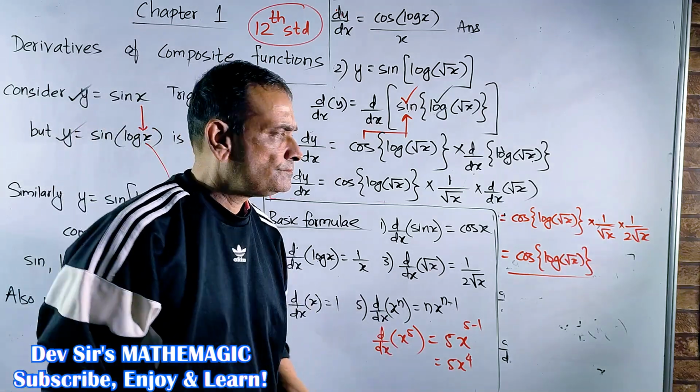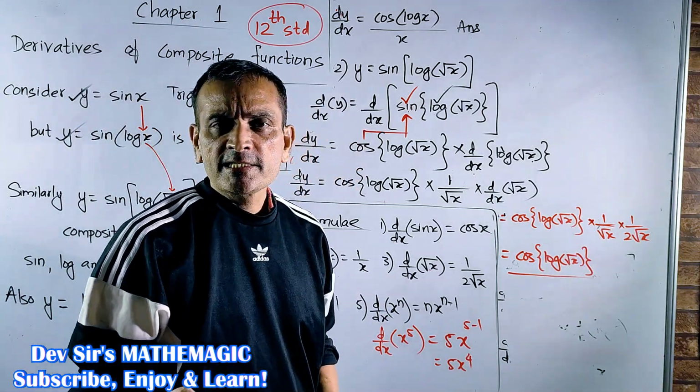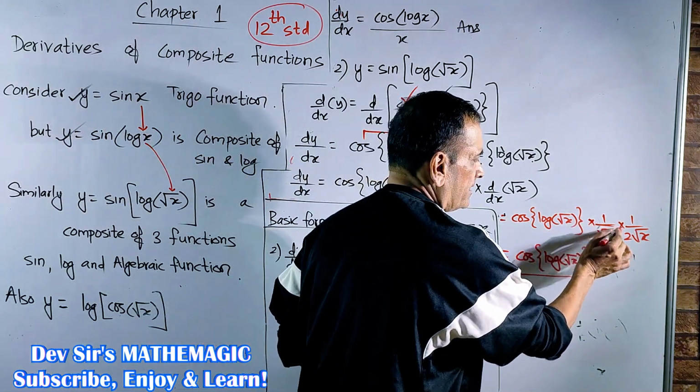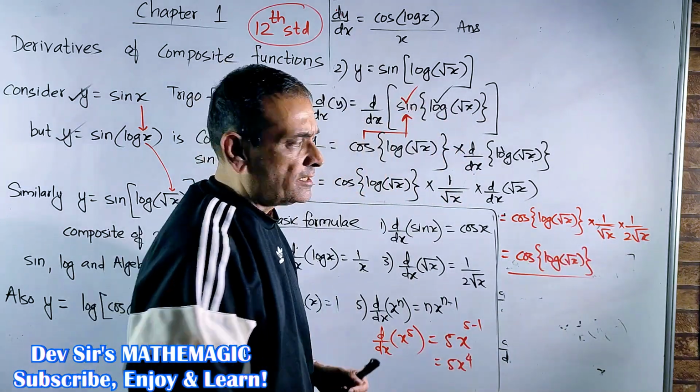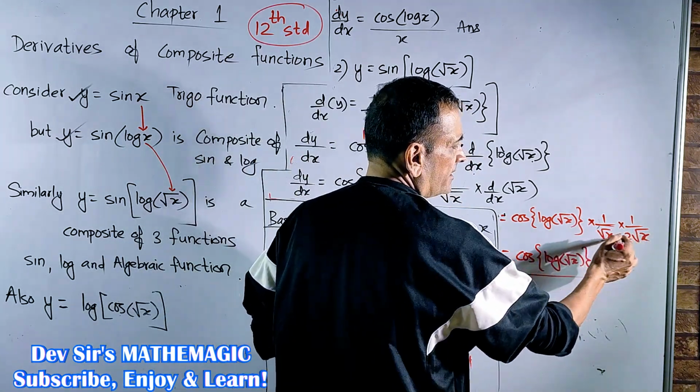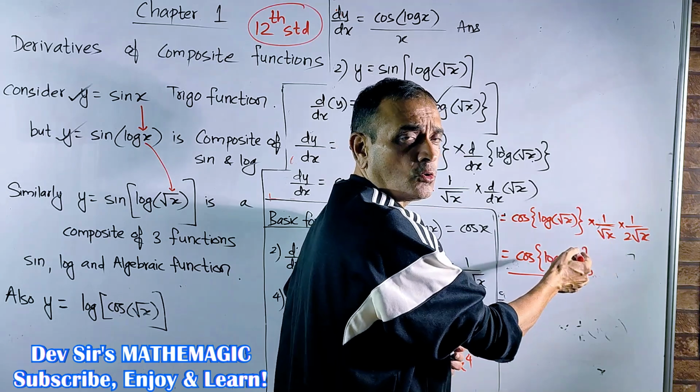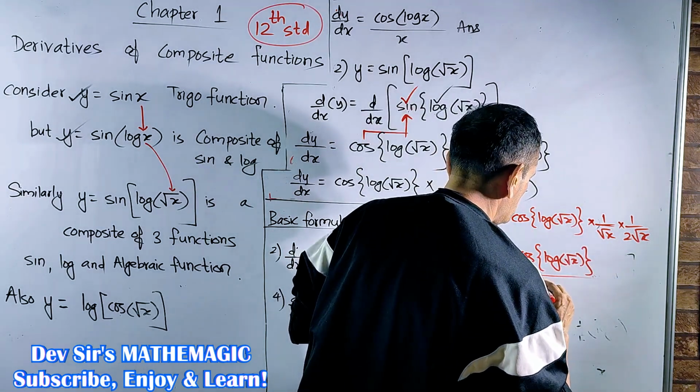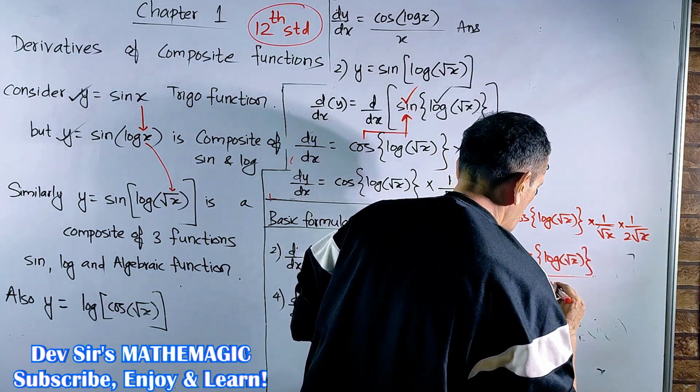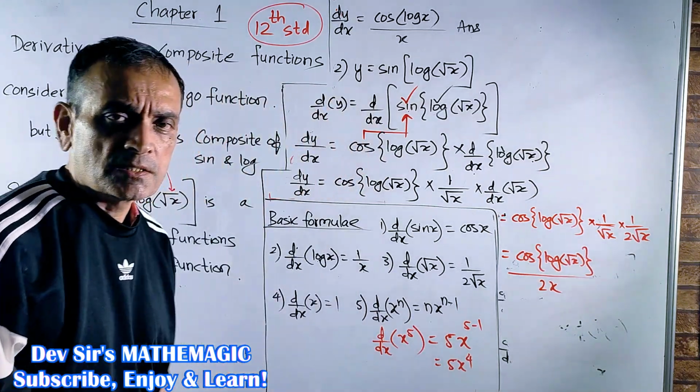Do it orally. You don't have to find the LCM here. It is multiplication sign. Just multiply the denominators. See, root x into root x, root x into root x is x. That is the answer.